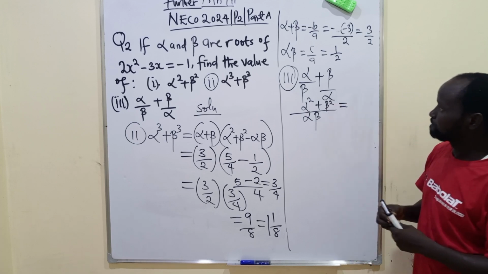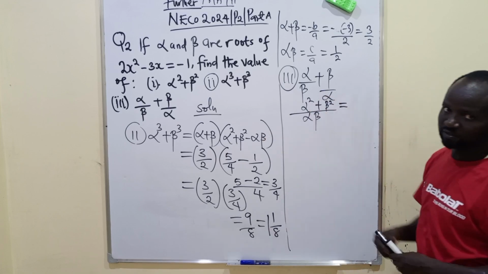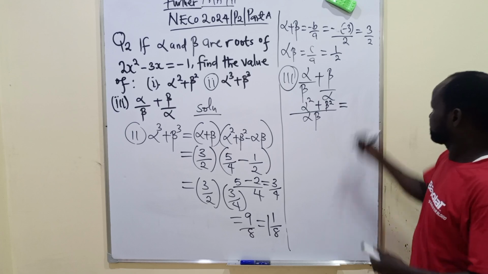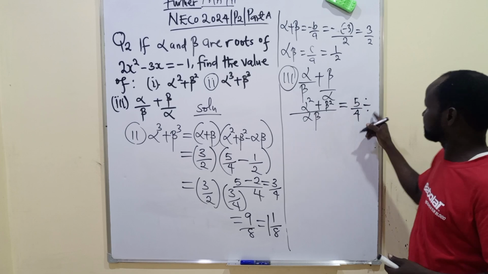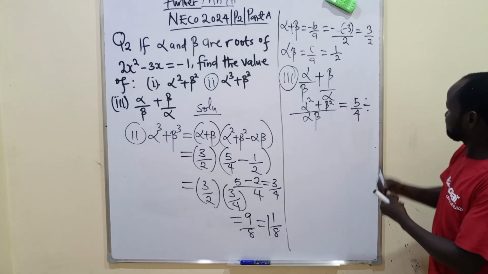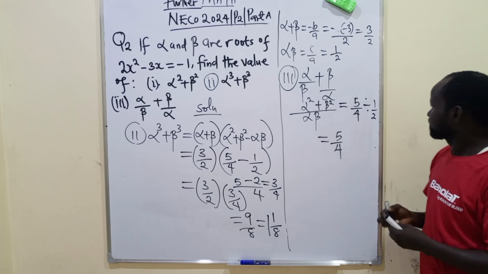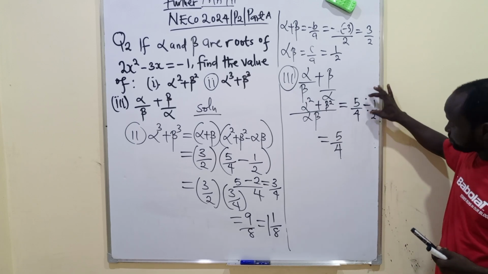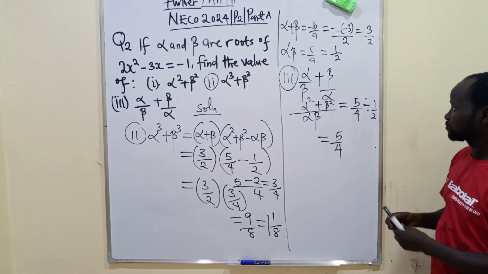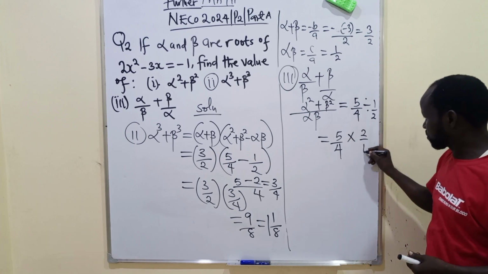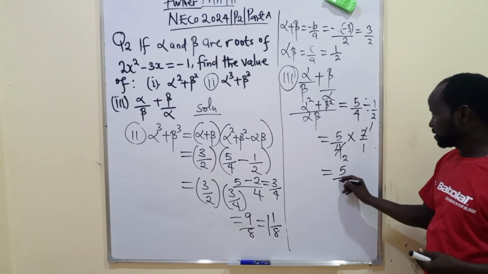This is the same thing as, remember, from Roman numeral 1, we know that alpha square plus beta square is the same thing as 5 over 4. So this will be 5 over 4 divided by, because this sign is divided by, and we know that alpha times beta is half. So divided by a half. So this is the same thing as 5 divided by 4. This division sign, we will change to multiplication. Our numerator will become our denominator, then our denominator will become our numerator. So this will be times 2 divided by 1. 2 into 4 is 2. We'll be left with 5 divided by 2.